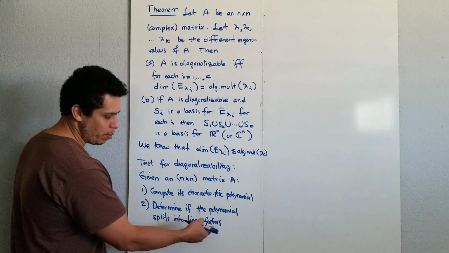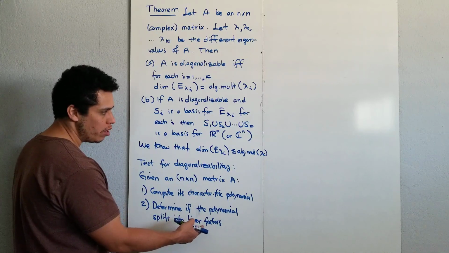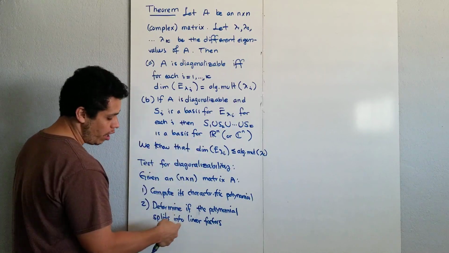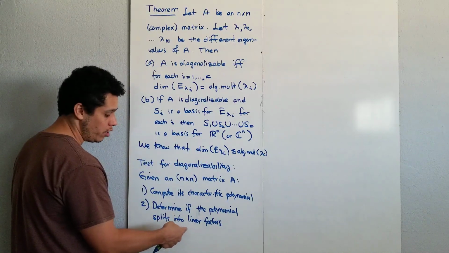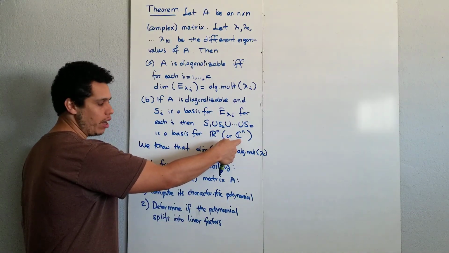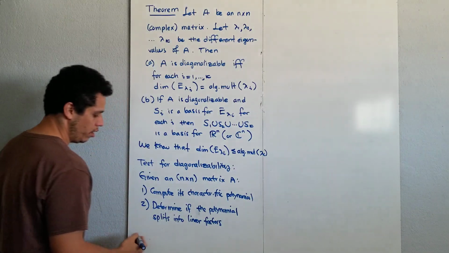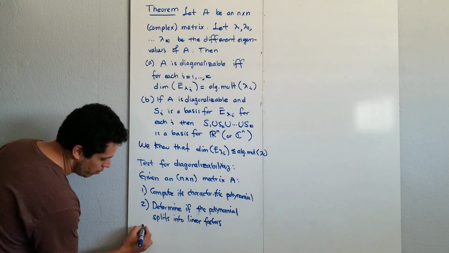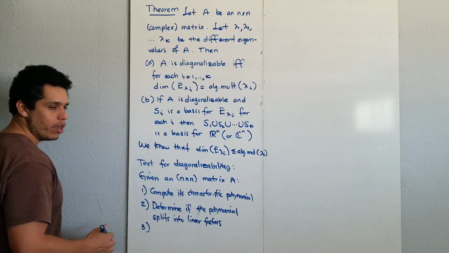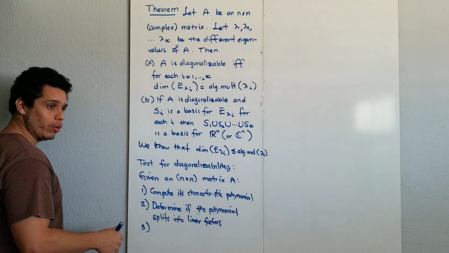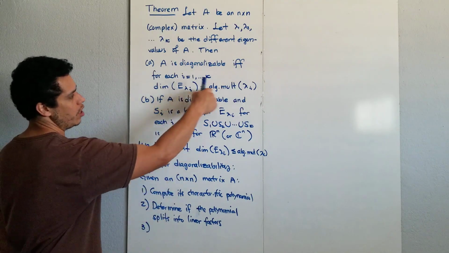So if it's possible under the real numbers, then we will be dealing in a situation that is like this one. If it splits only into the complex numbers, then we will be dealing in a situation related to this. Once we determine this, then we check for the following condition, which is associated with this.